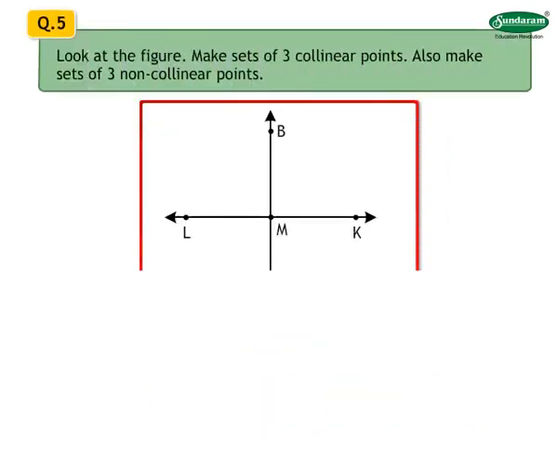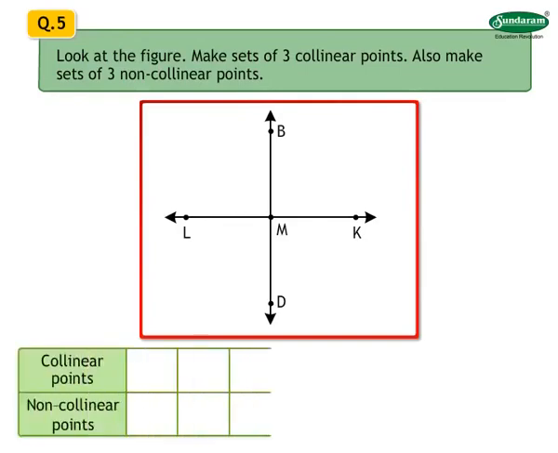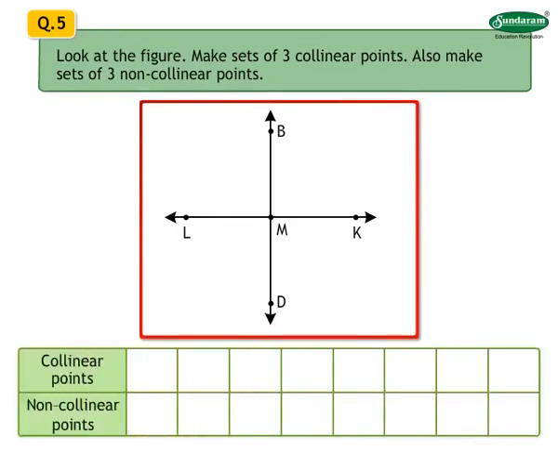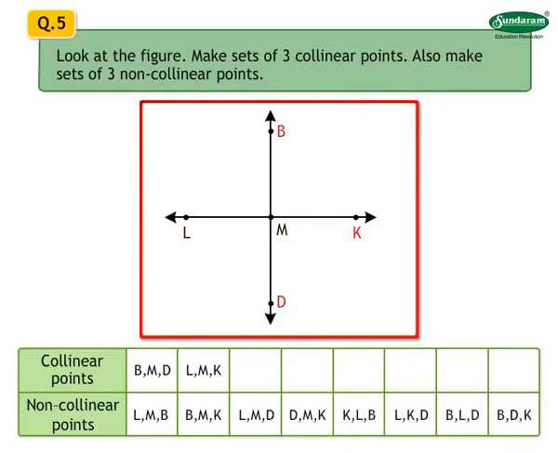Number 5. Look at the figure. Make sets of 3 collinear points. Also, make sets of 3 non-collinear points. Points B, M, D and L, M, K are collinear points. Points L, M, B; B, M, K; L, M, D; D, M, K; K, L, B; L, K, D; B, L, D; B, D, K are non-collinear points.